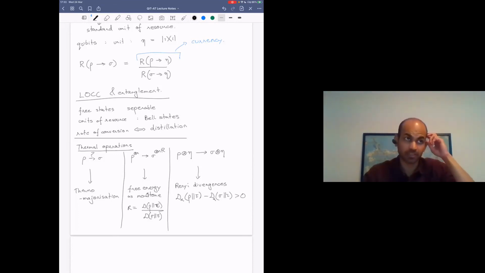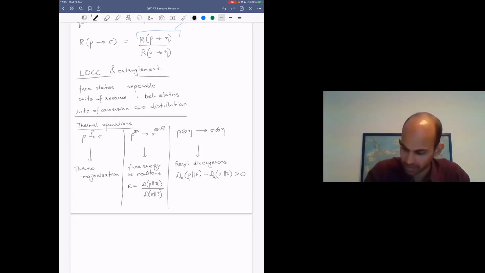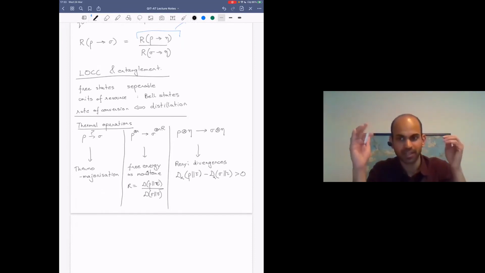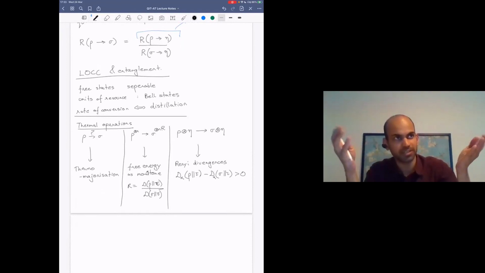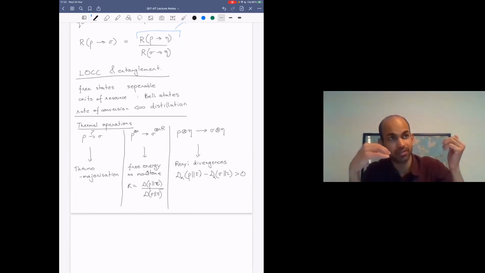So the Renyi divergences are a generalization of the, okay, I don't have the formula at the back of my mind right now. It's very easily Googleable, and I will put it into the lecture notes. But the Renyi divergences are a family of entropies. If alpha is equal to 1, you get the free energy. If alpha is equal to 0, you get simply the rank of the state. If alpha goes to infinity, you get the maximum value.